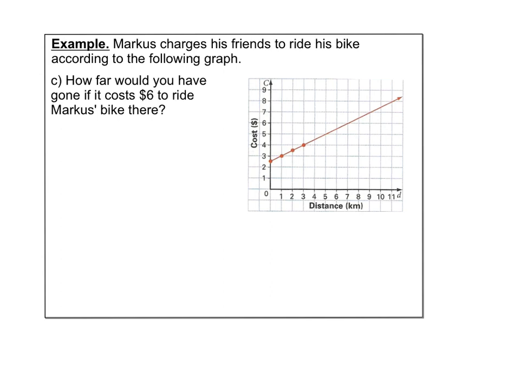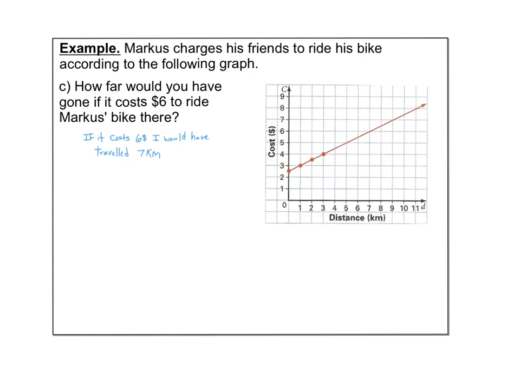In this final scenario, it says, how far would you have gone if it cost $6 to ride Marcus's bike there? In the past scenario, we were looking at distance, and so we had 11 kilometers, and we wanted to find the cost. This time we're working a bit backwards, where we first have to find the cost of $6, because we know that that's how much we had to pay. So we track over and down to find the x value, which is 7. And so our final answer is 7.